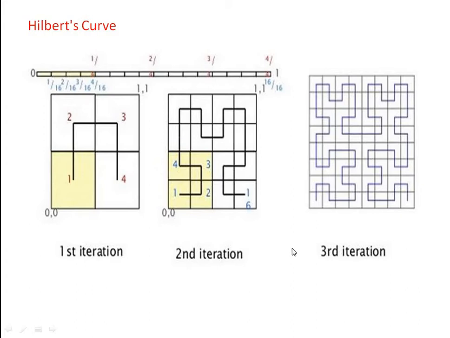In the third iteration we again subdivide each quadrant, then we again subdivide each of the sub quadrants. For this quadrant we again subdivide into four quadrants, and for each and every quadrant we again subdivide into four quadrants. By using these steps we draw the Hilbert curve.